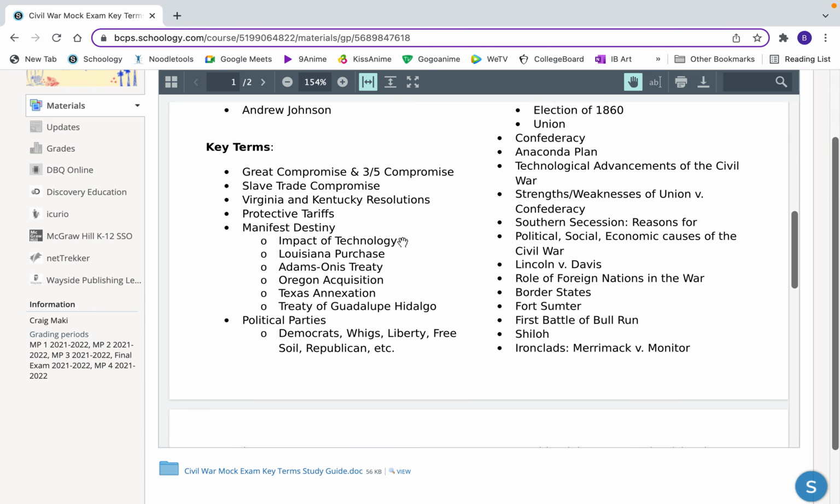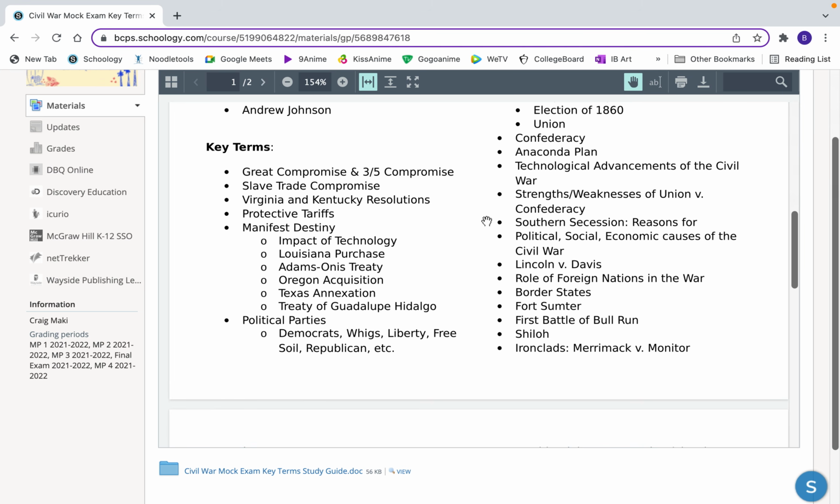The border states are specifically referring to the states that are on the border. So Maryland or Delaware. Hold on, I have a list. Maryland, Missouri, Kentucky, and Delaware. These four states are called border states. They are the states that don't really fall into the Union or the Confederacy, and they play a really big role specifically for the Union because if the Union can keep them on their side, then that gives them a really big advantage of not having to fight the Confederacy over them.